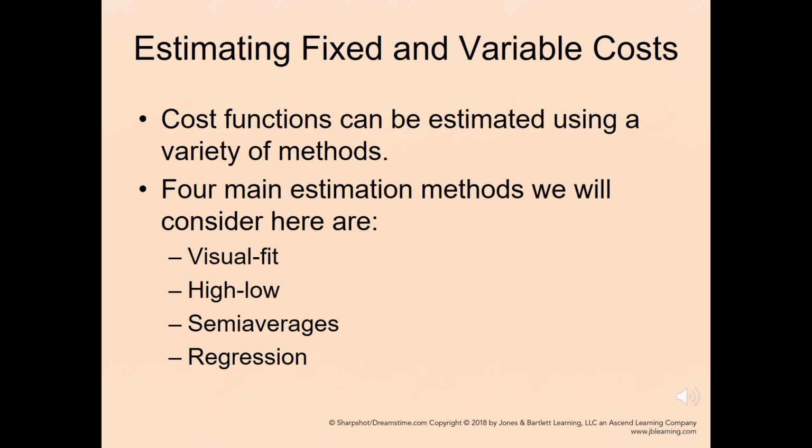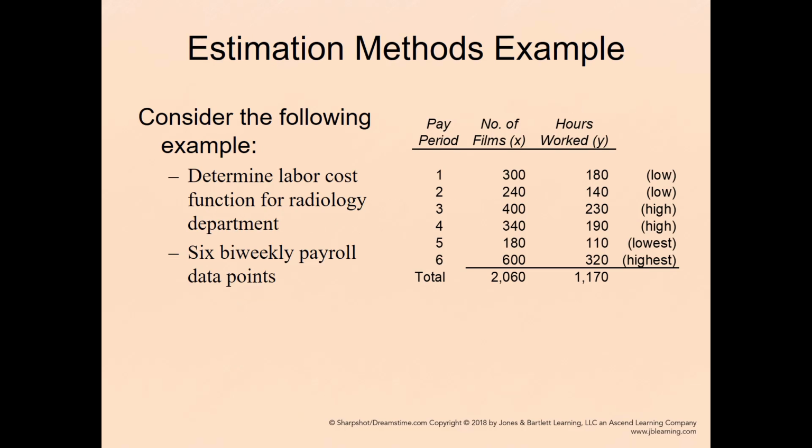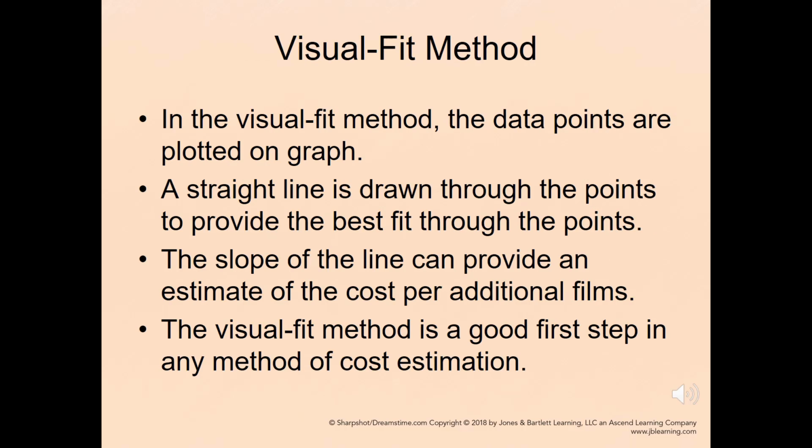Cost functions can be estimated using a variety of methods. The four main estimation methods we will consider here are visual fit, high-low, semi-averages, and regression. In the visual fit method, the data points are plotted on a graph. A straight line is drawn through the points to provide the best fit through the points. The slope of the line can provide an estimate of the cost per additional film. The visual fit method is a good first step in any method of cost estimation.